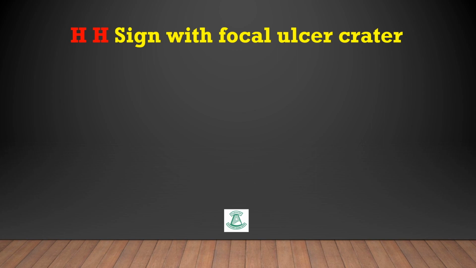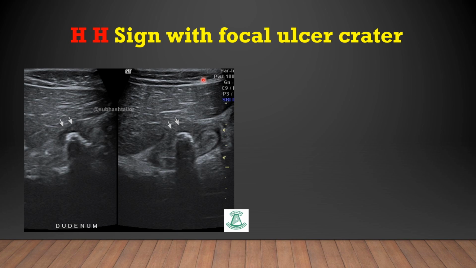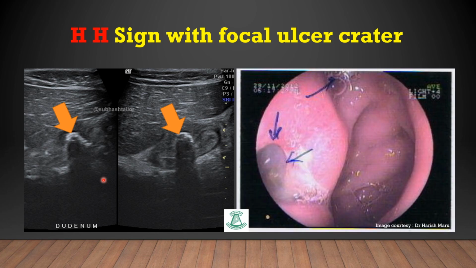Now another case with HH sign and focal ulcer crater. This is an epigastric scan of the duodenum showing a transverse and longitudinal image with a focal hyperechoic area typical of the duodenal ulcer crater with adjacent anterior wall thickening as shown by the orange arrow. And this is an endoscopic photograph of the same case showing ulcer at the duodenal bulb. So this is how ultrasound can depict HH sign with focal ulcer crater.